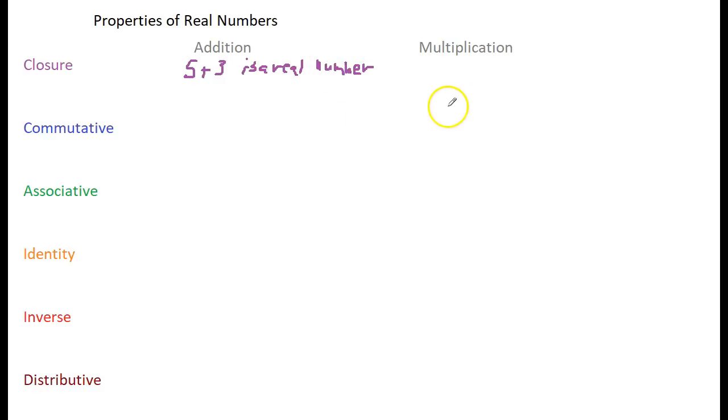That looks bad. I have horrible handwriting. Now for multiplication, what if I took 5 times 3? A real number times a real number. My result is going to be 15, which is a real number. That's all the closure property has to do with.